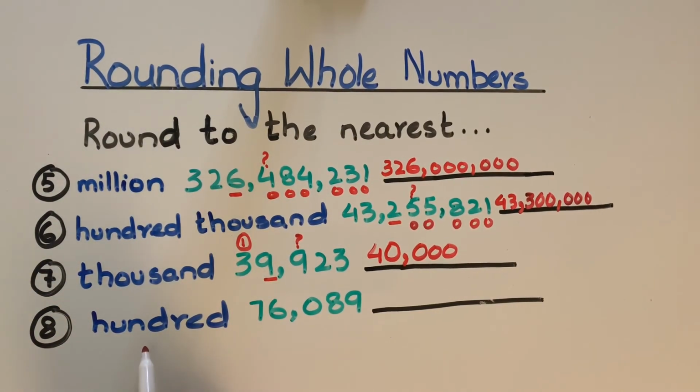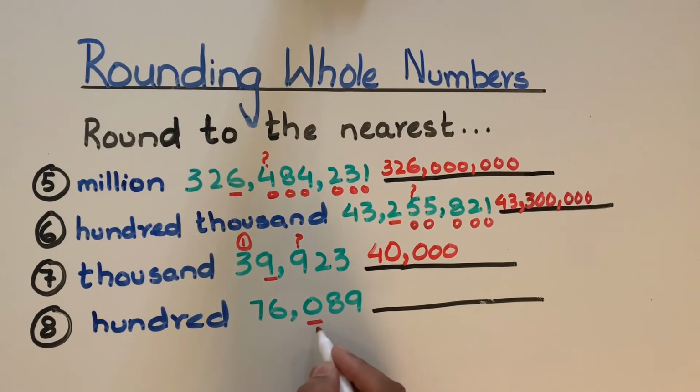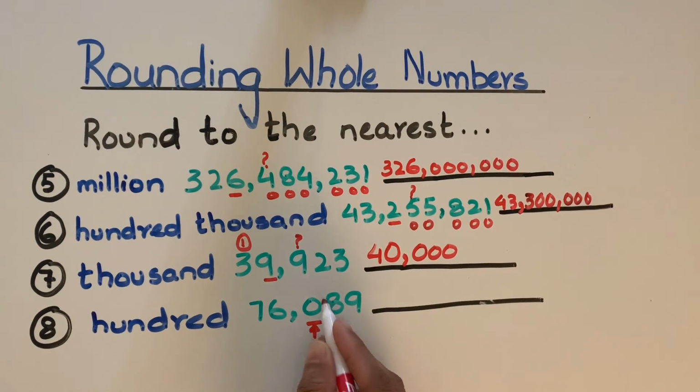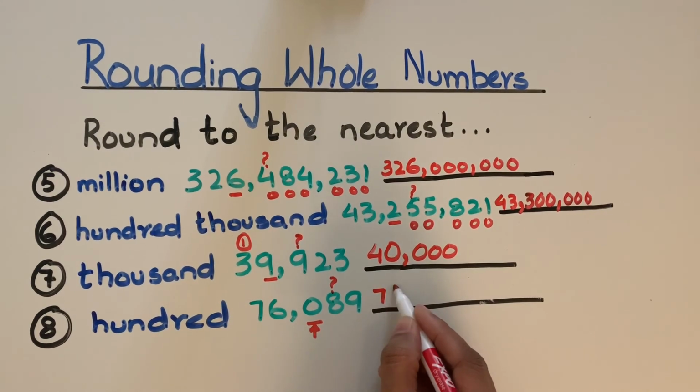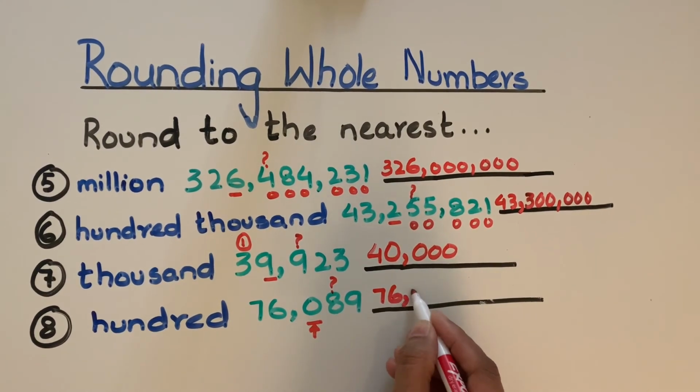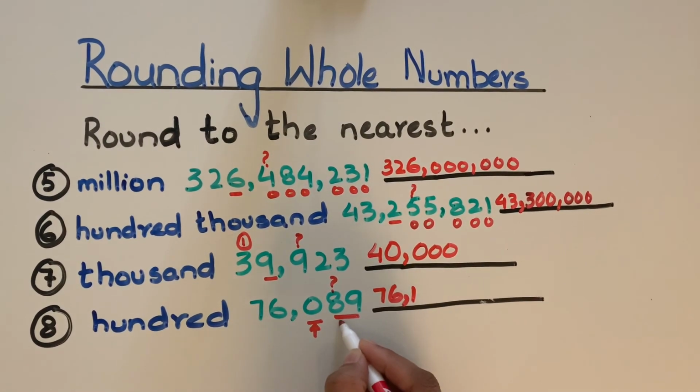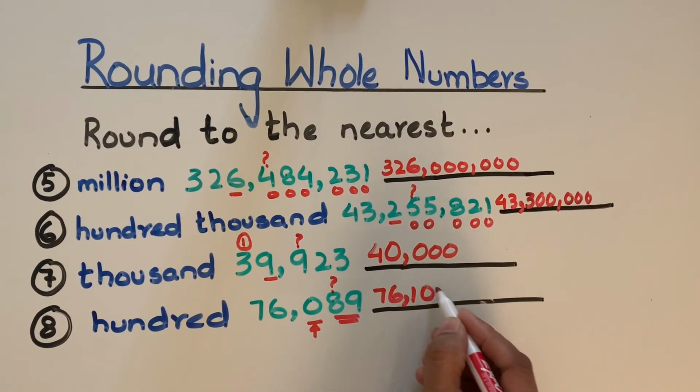The last question is 76,089, and we have to round this number to the nearest hundreds place. This is the hundreds place, and we will round this number, but first of all we'll check this place. Here we have 8. 5 or more, raise the score. Yes, we're going to raise this number by 1, so 0 will become 1. 76,001, and the rest of the numbers will become zeros.